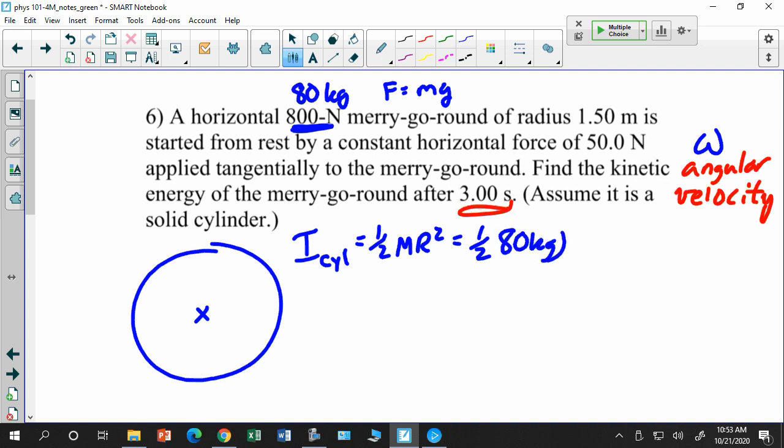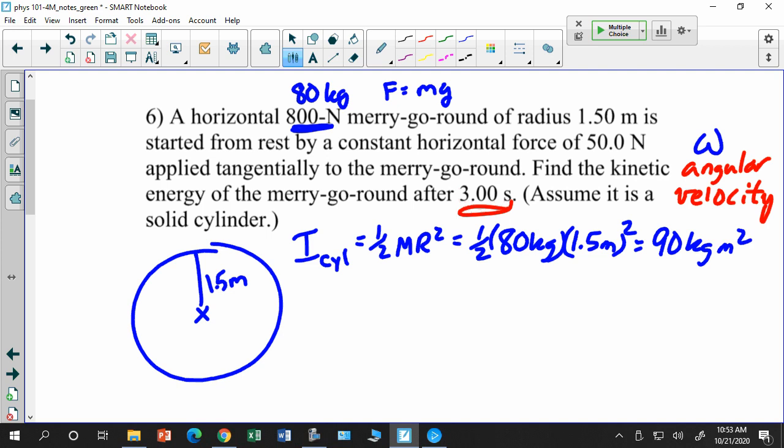I think there was a problem on the exam, right, where I gave you weight, but you really needed the mass. Yeah. All right, 1/2 of 80 kilograms times the radius. The radius is 1.5 meters squared. And so that's going to give me my moment of inertia, 40 times 1.5 squared, 90. That's equal to 90 kilogram meters squared.